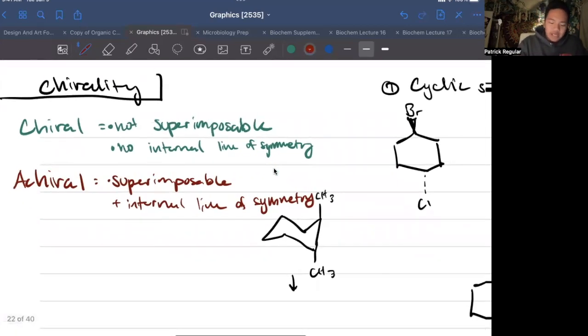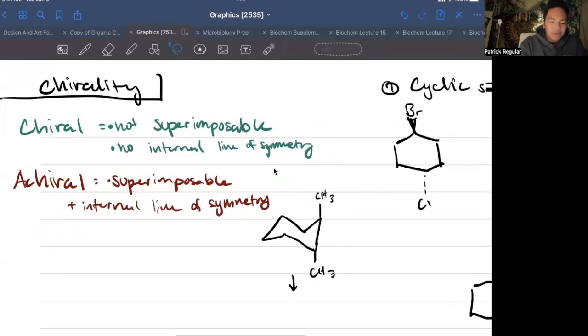So when we're looking at any line of symmetry, we're looking at just something that can cut through the molecule and it's equal both ways around. And we'll see some examples, don't worry.